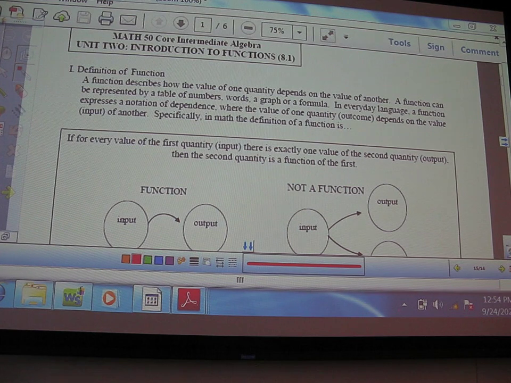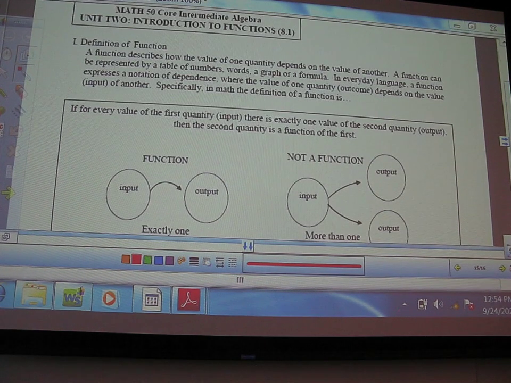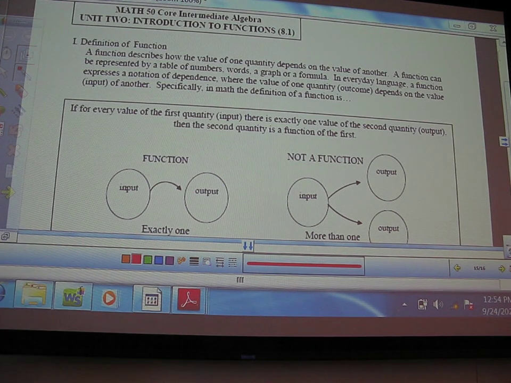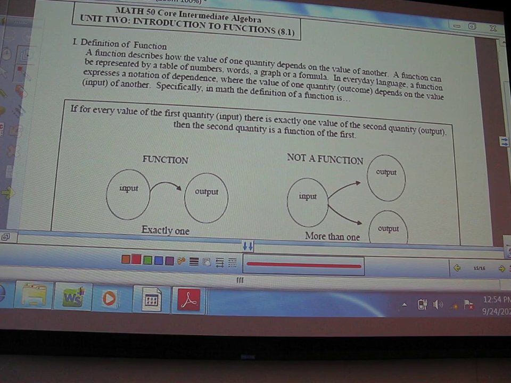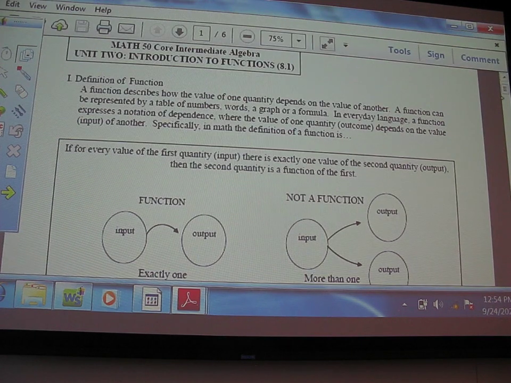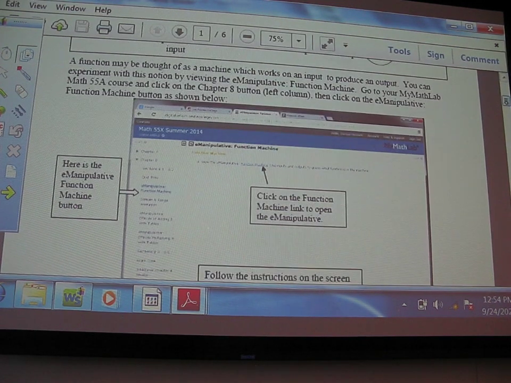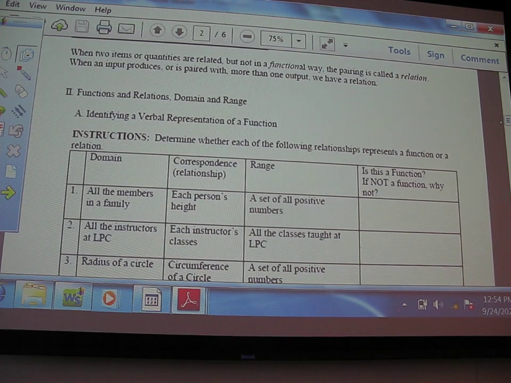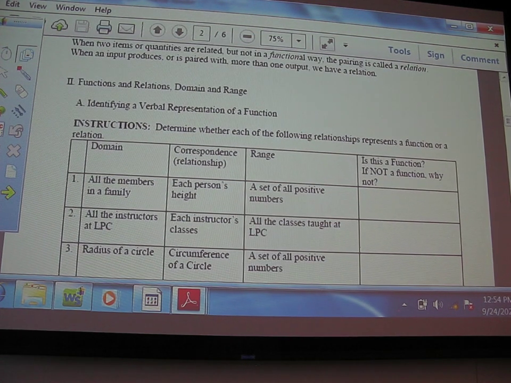And we're going to go through some examples of that. So don't worry, it'll become clear as we go through this. We're going to skip the machine part.